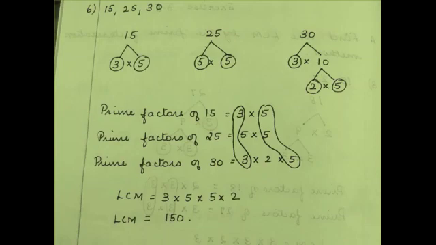Let us see another sum, 15, 25 and 30. So find the prime factors for 15. It is 3 into 5. Then the prime factors for 25 is 5 into 5. Then the prime factors of 30 is 3 into 2 into 5. Now you will circle the common factors here. So in 15 and 30, 3 is common and 5 is common for all the 3 numbers. So circle that. Then write down the LCM as 3 into 5 into 5 into 2. So multiply this, you get the answer as 150.